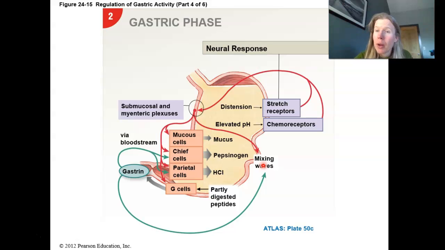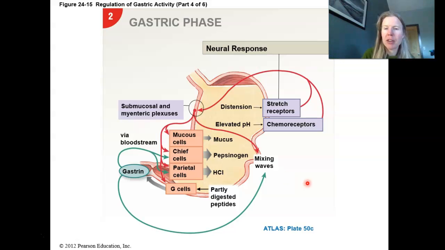The stretch also is going to cause the release of histamine, and histamine is going to be a localized response that again tells us to produce more stomach acid. So that's all just from stretching, right?